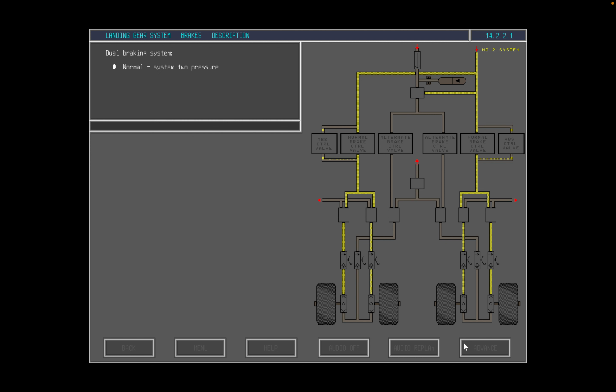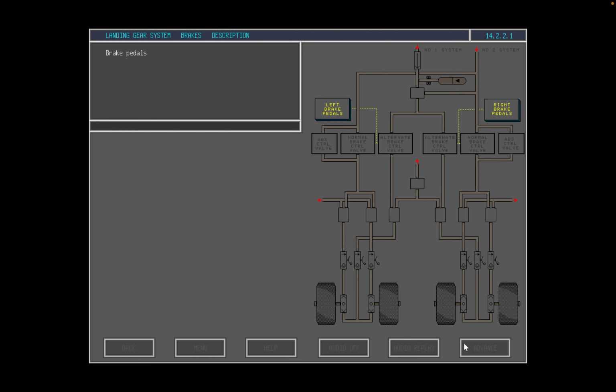The aircraft has two braking systems, comprising a normal system, which receives hydraulic power from the number 2 system, and an alternate system, which receives its power from the number 1 system. Each pilot's rudder pedals are fitted with brake pedals. The captain's and first officer's pedals are linked together, and therefore moving one set of pedals will cause a corresponding movement in the other set.